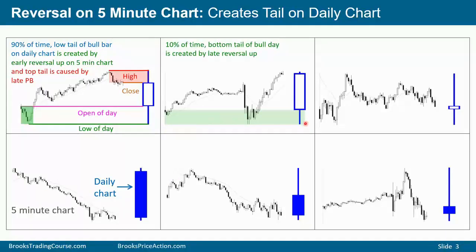Only 10% of the time when you have a bull day like this is the tail caused by a late sell-off. Here's the open of the day, and here's the low of the day. It occurred late in the day, and that's only 10% of the time. 90% of the time during a bull trend day on the daily chart, you'll have an early sell-off and an early reversal up.